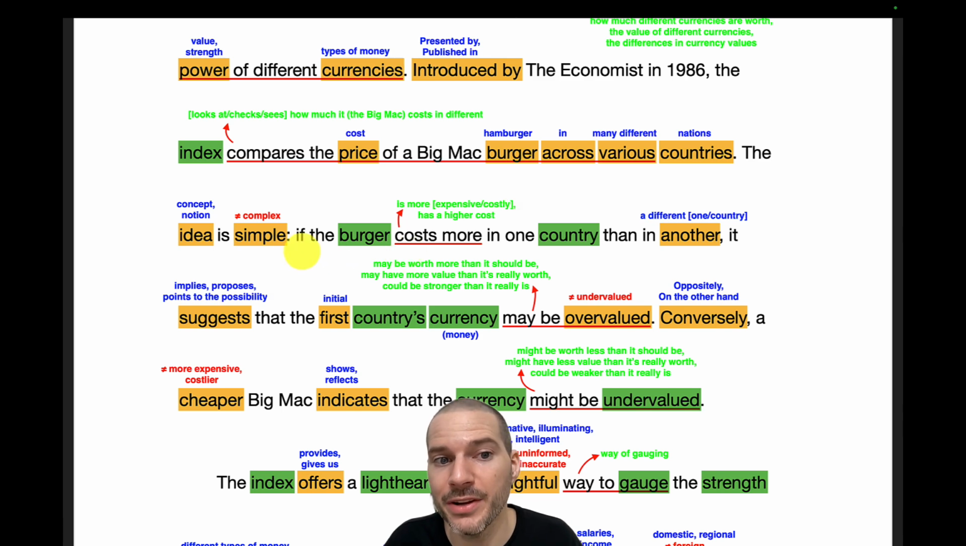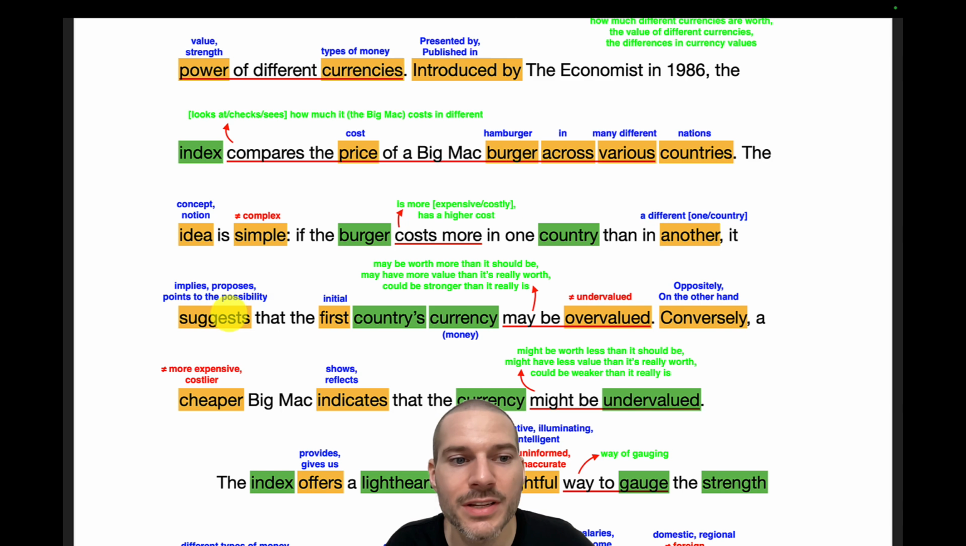And if you come down here, you can say if the burger has a higher cost. Now, because my verb cost has S, my synonyms need to have S too. Is has S, has S. Let's keep going. In one country, so country, we already had it here. You just take the word nation and remove the S. In one country or nation, than in another. A different one or a different country. So this word another is a noun here.